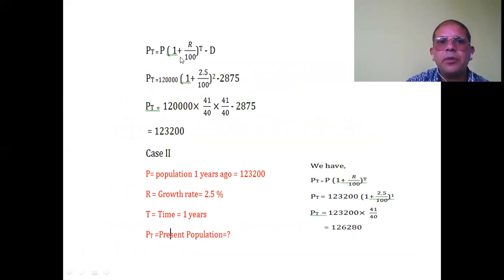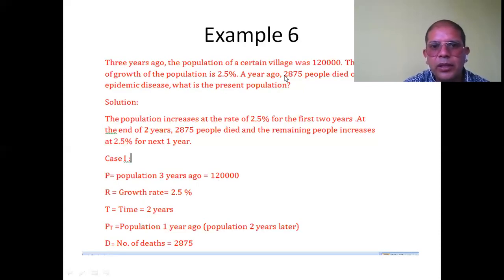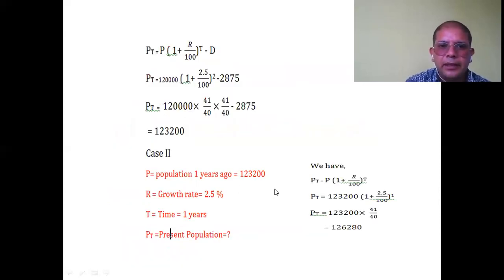PT is equal to P times (1 plus R by 100) power T minus D. Substitute all values, and you will get the population. Then after, again that population is increased by 2%, and T is 1 year, and we need to find out the present population. So PT is equal to P times (1 plus R by 100) power T. Now substitute all values, and you get 1,26,280.